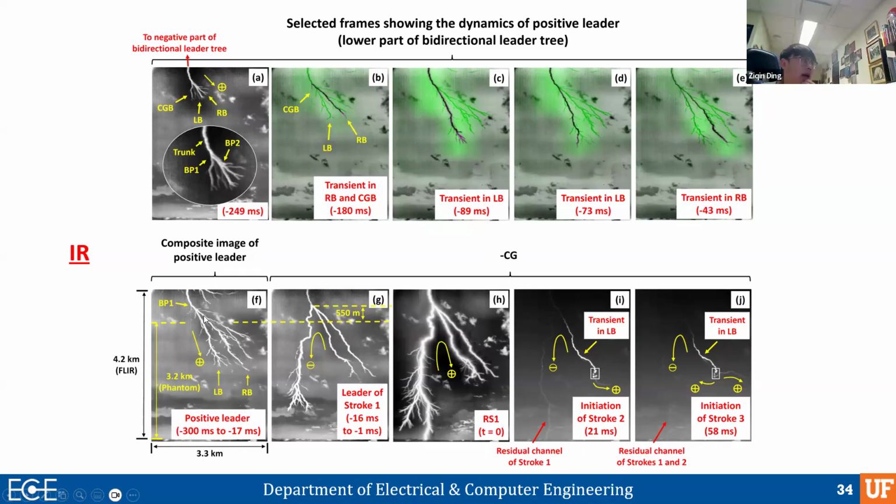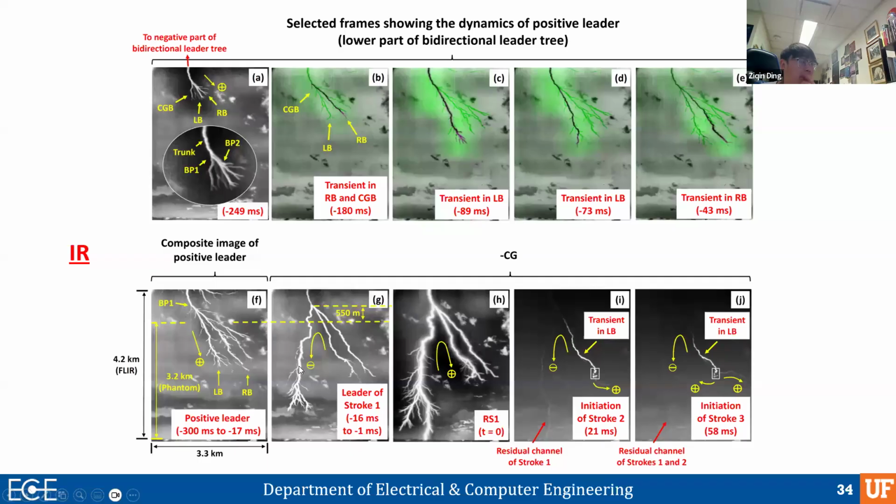And so in F, we see the composite image of all the positive leaders that happened during a roughly 300 millisecond interval. It looks really similar to a negative step leader, right? But remember, this is for positive, and it did not happen at the same time. It happened intermittently; this is just accumulated in frames. So ironically, this positive leader didn't give rise to a positive stroke.